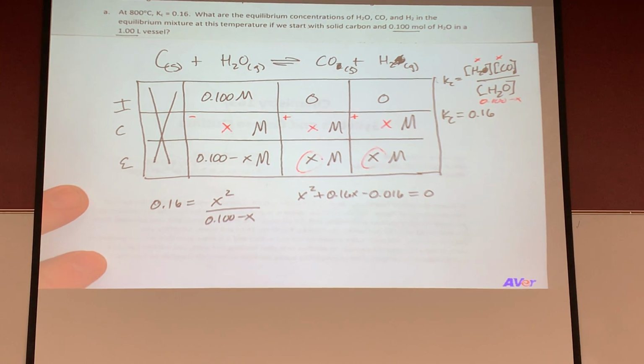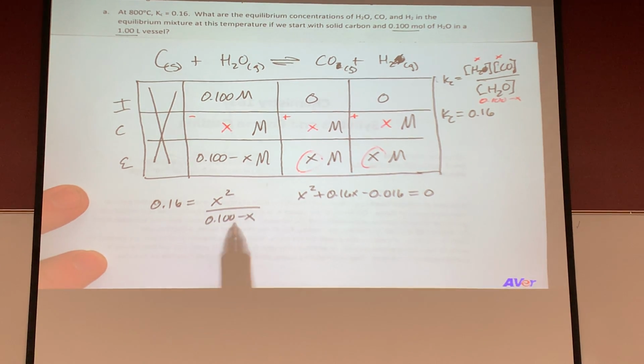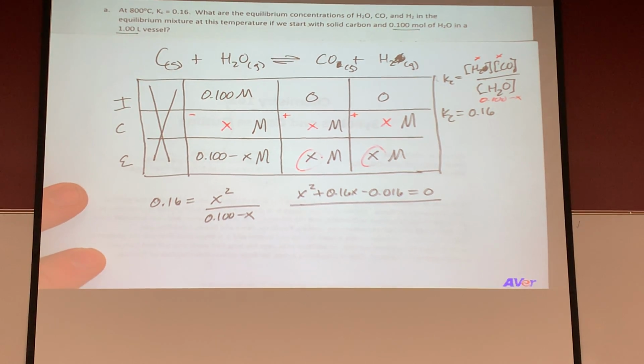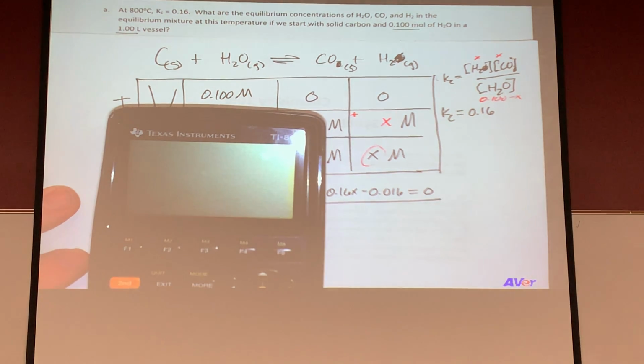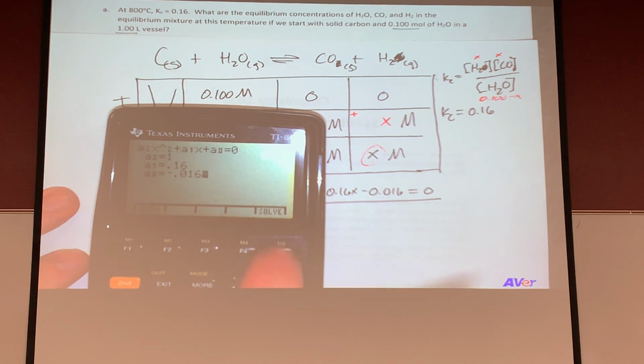Did I lose anybody with that? Yes? Okay. Just multiply this and then subtract to get quadratic format. Then, if you've got a solver, these things are great. So I put in second order, I put in those numbers, and solve.